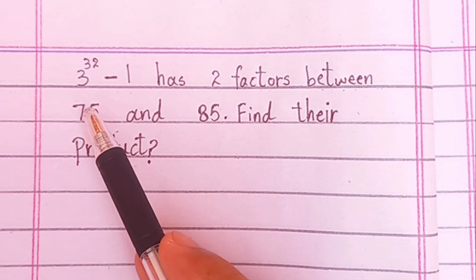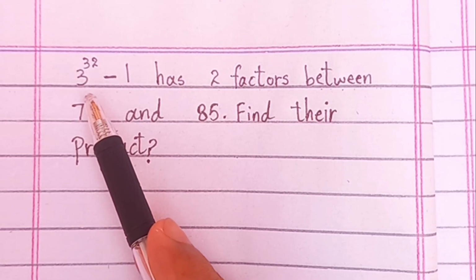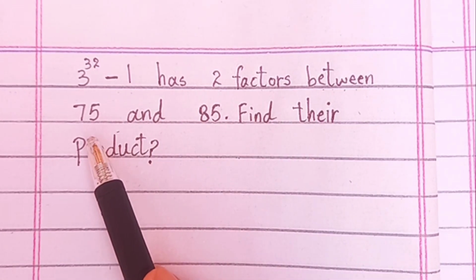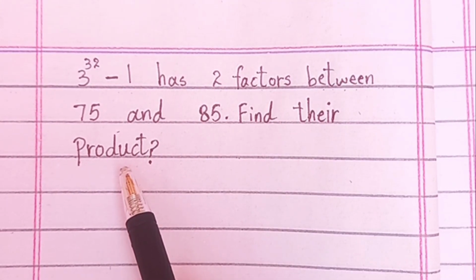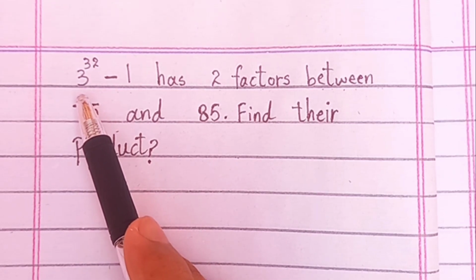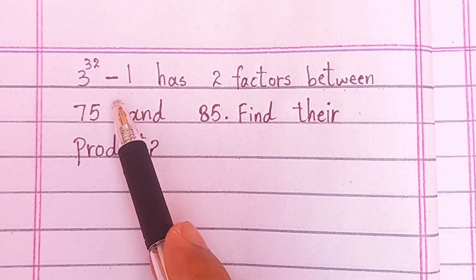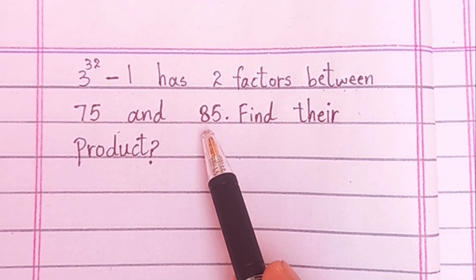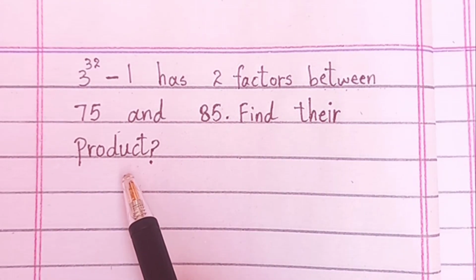The question we are going to discuss is: 3 power 32 minus 1 has two factors between 75 and 85. Find their product. We have to find two factors of 3 power 32 minus 1 between 75 and 85, and then we will find the product.